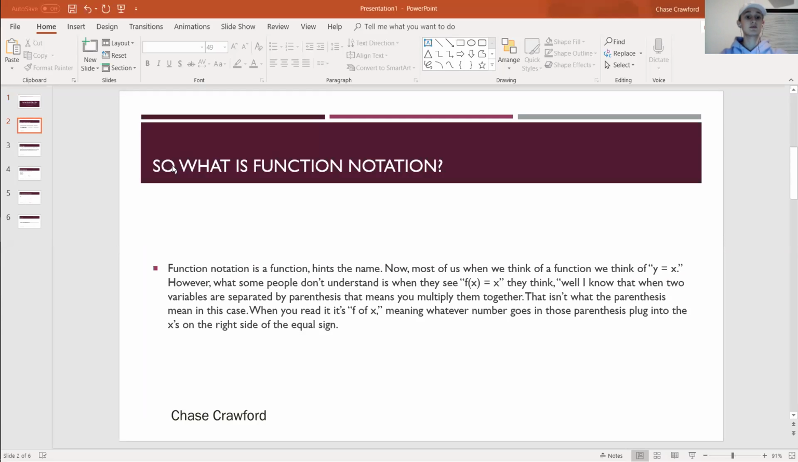However, what some people do not understand is that when they see f of x equals x, they think, well, I know that when two variables are separated with parentheses, it means that you multiply them together. That isn't what the parentheses mean in this case. When you read it, it's f of x, like I said, meaning whatever number goes in those parentheses is plugged into the x on the right side of the equals.